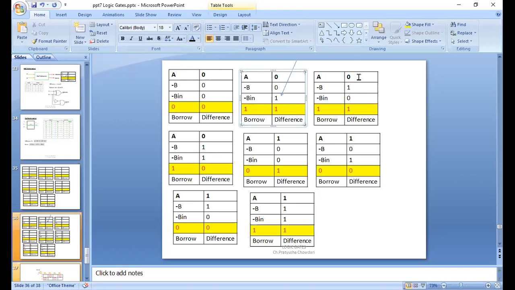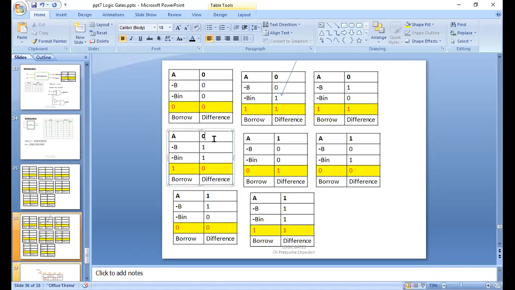Next, 0 minus 1. It is not possible, isn't it? So you require a borrow. When you give a borrow here, this becomes 2. 2 minus 1 is 1. So the difference is equal to 1 now. 1 minus 0 is equal to 1. That is the difference.